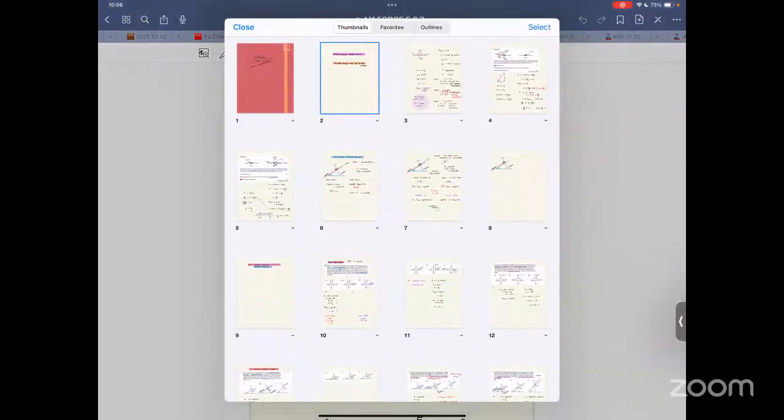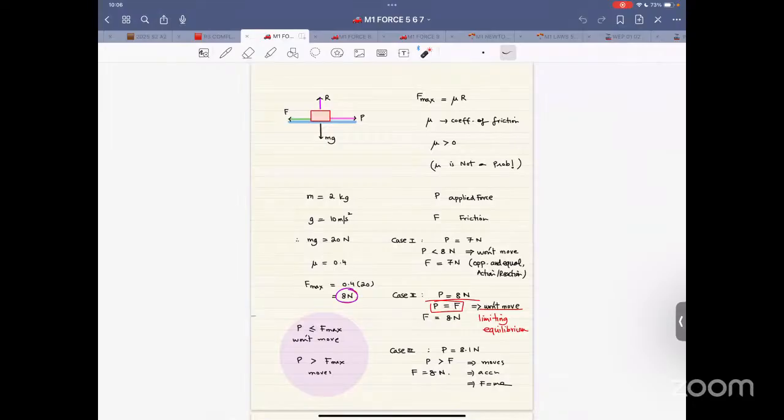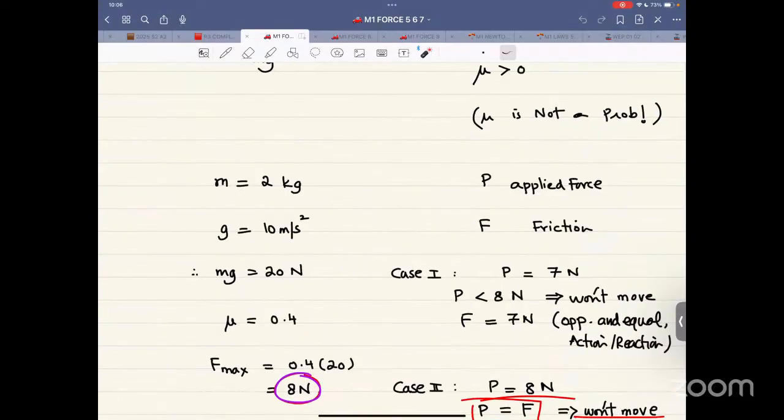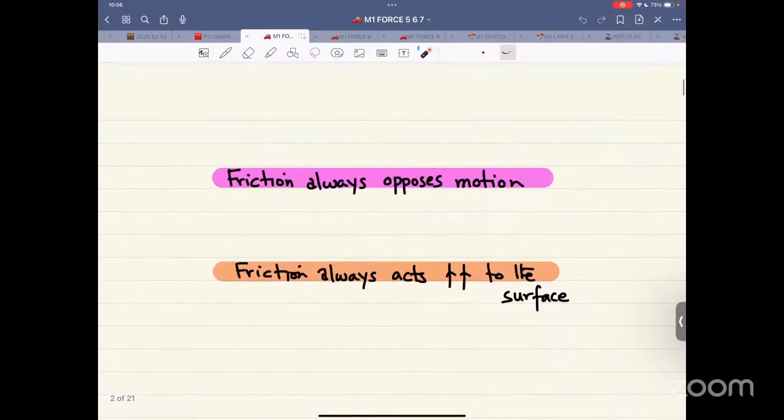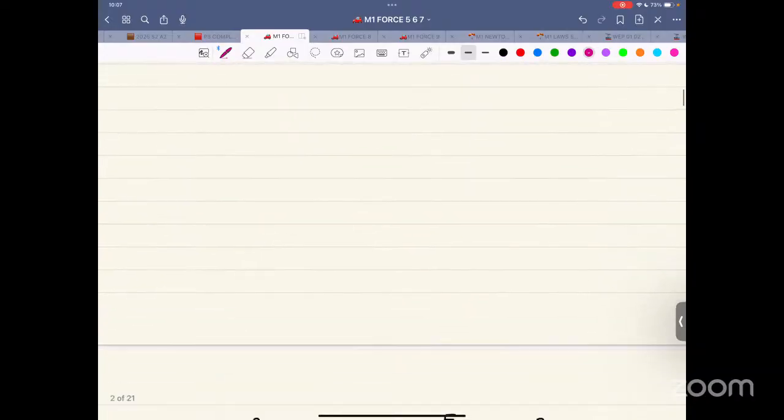Now comes the idea of friction. I was going to give you a break, but let me just move ahead a little bit, and then I'll give you the break. There are two very important things about friction. The first one is friction always opposes motion, so it will always be in the opposite direction of motion. The second thing, friction always acts parallel to the surface. If it's a horizontal surface, it will be on that surface. Start tilting the surface, and the friction will be acting on that surface only.